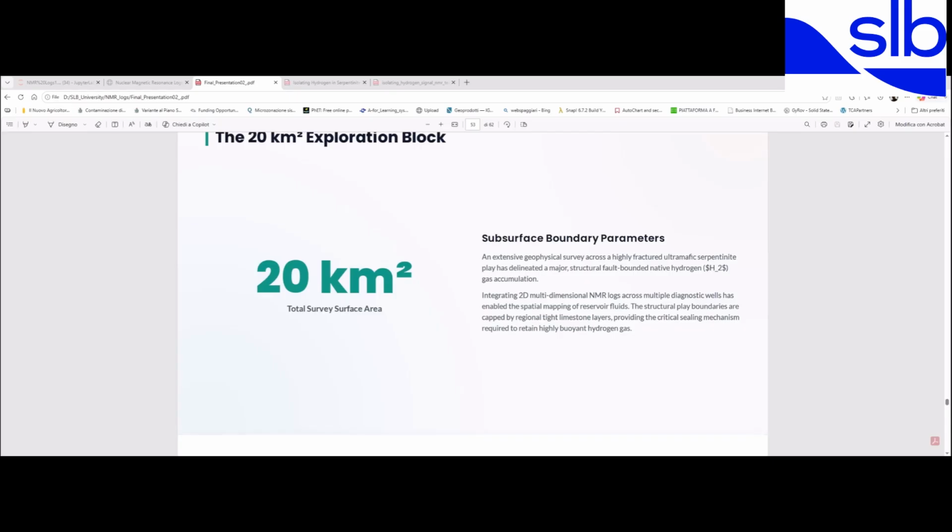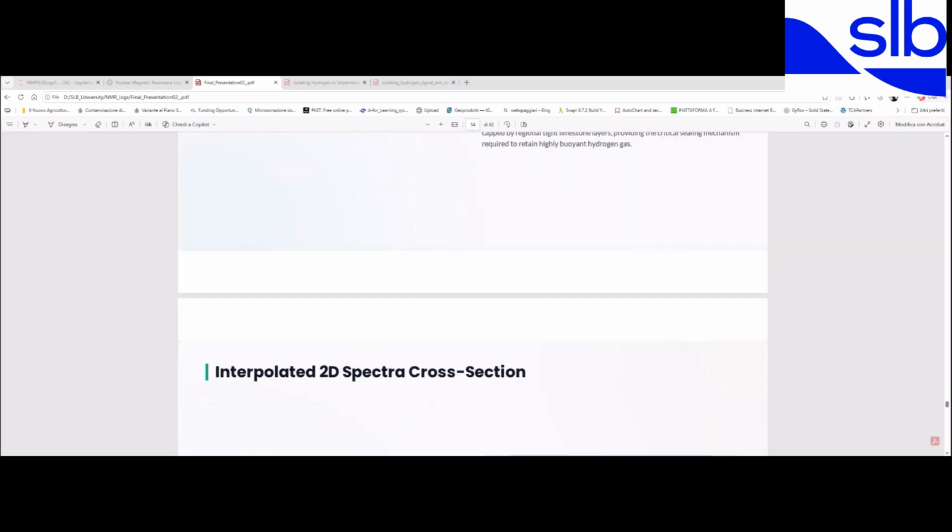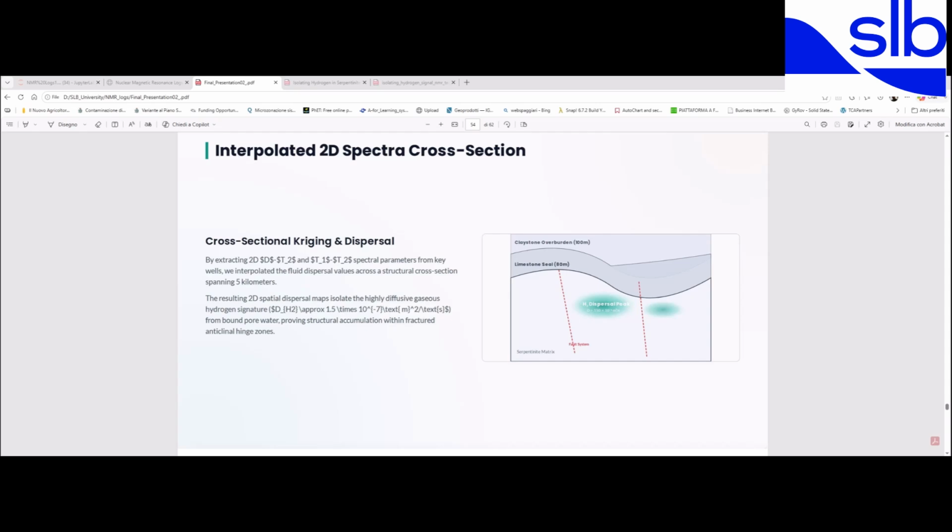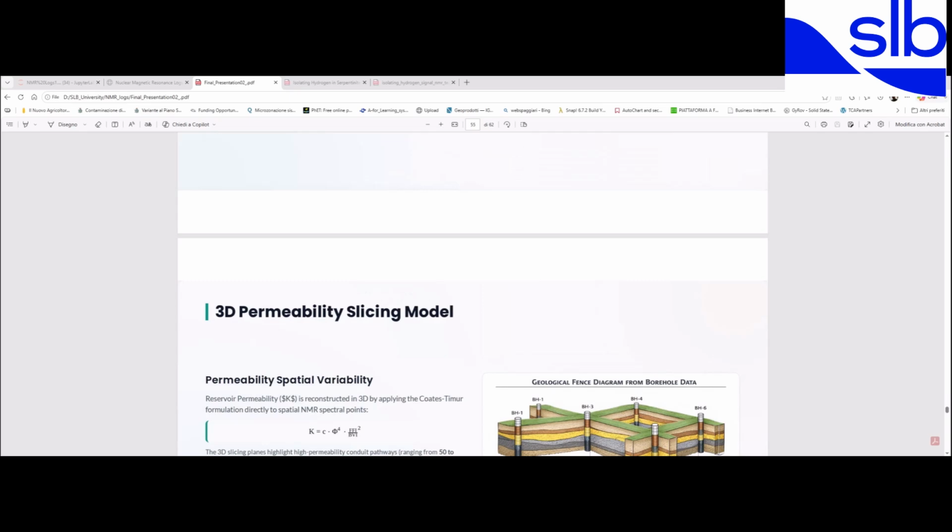The structure plate boundaries are capped by regional tight limestone layers and provide the critical sealing mechanism required to retain highly buoyant hydrogen gas. So we have a trap with 2 faults. With cross-section kriging of dispersion spectral parameters, the resulting 2D spatial and dispersion maps isolated this diffusive gaseous hydrogen signature from bound pore water, and you have this limestone 80 meters, serpentinite matrix 80 meters, and the estimated zone of diffusion of hydrogen.